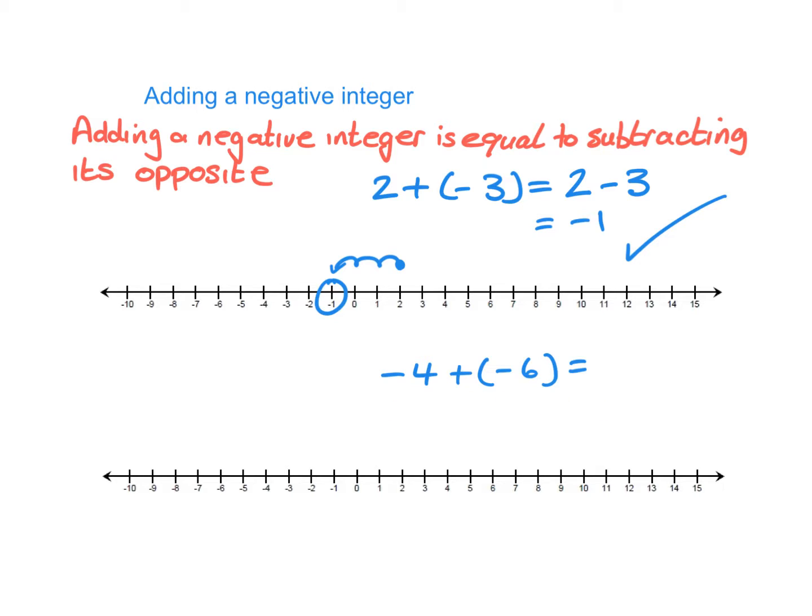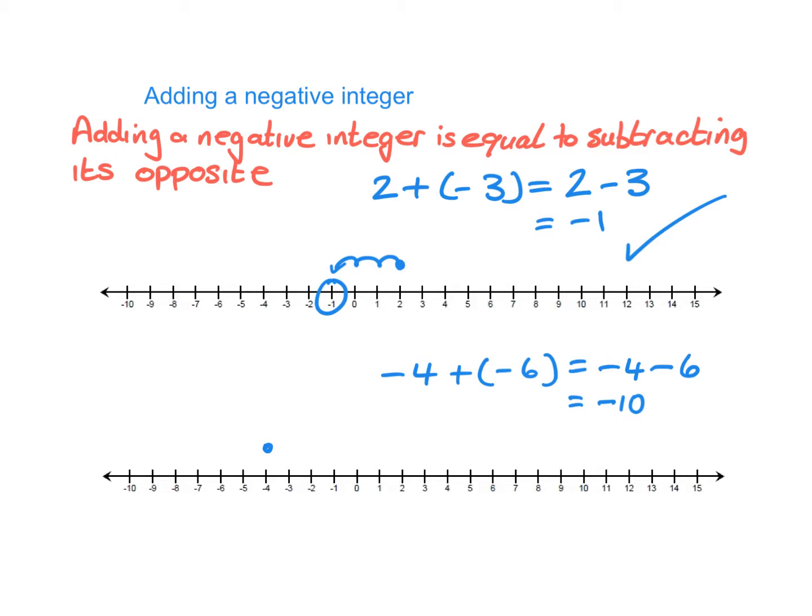Alright, well, this can be rewritten as negative 4 stays where it is, and using the rule above where adding a negative number is equal to subtracting its opposite, we become subtract, and what is the opposite of negative 6? It is a positive 6, so it's 6 over there. So negative 4 subtract 6, so negative 4, we're taking away more, as in 6 more, becomes negative 10. So let's use the number line to prove that.